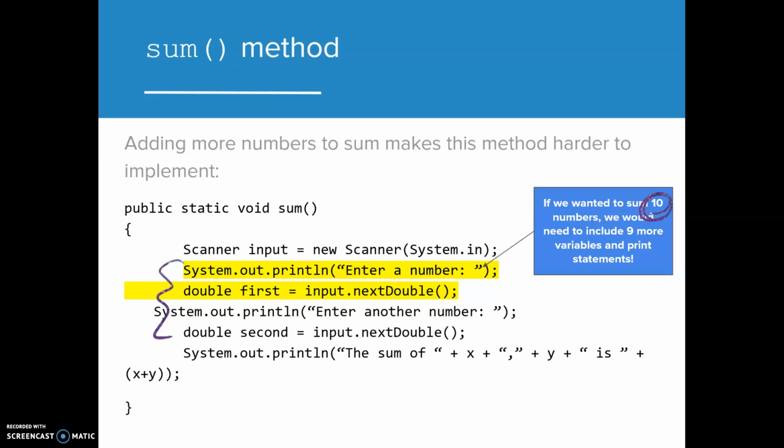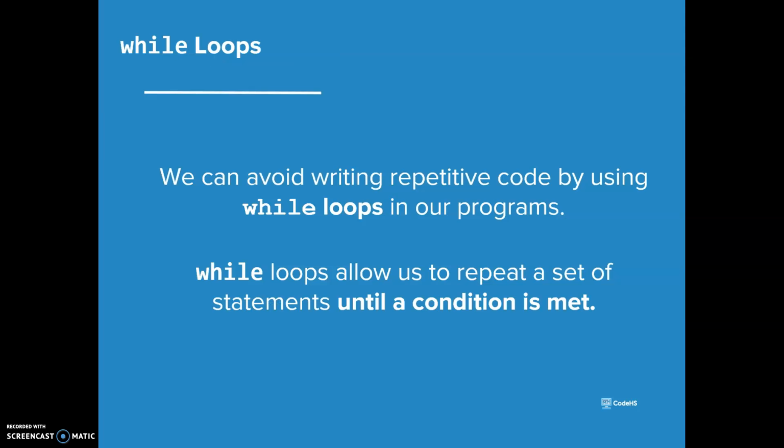And the way I can get around that is by using a while loop. So what a while loop does is it allows us to avoid writing repetitive code. What I just described a minute ago, where I said, enter a number, enter a number, enter a number, and I kept making new variables every time, that is really repetitive.